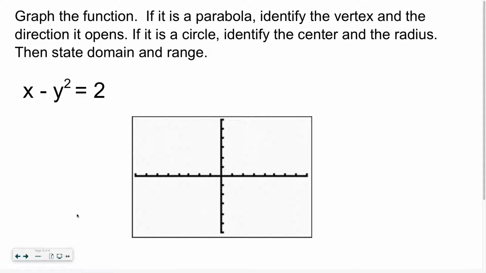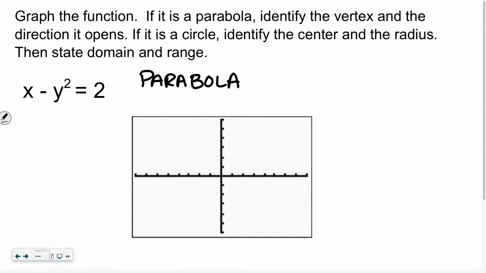So let's look at the first equation that I've given you, x minus y squared equals 2. First thing I would do is figure out, like, what is the shape even going to be? Lilith says a parabola because it has one squared term, not two. So we know this is a parabola. I like it.